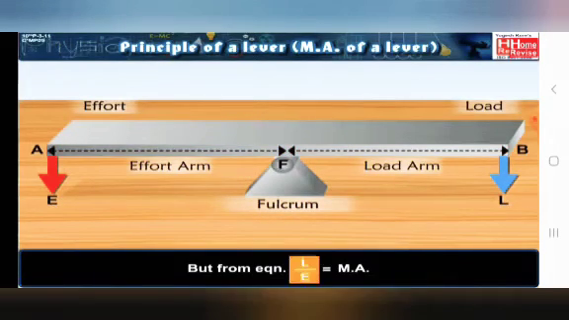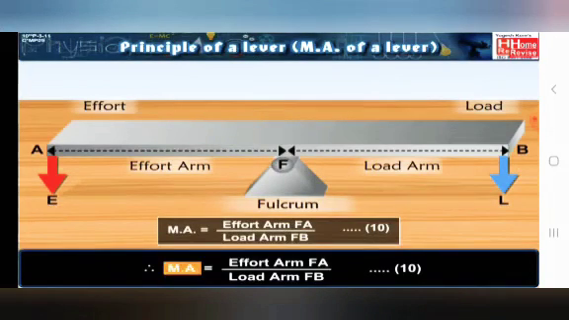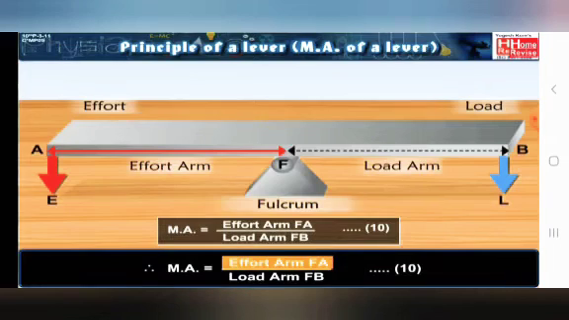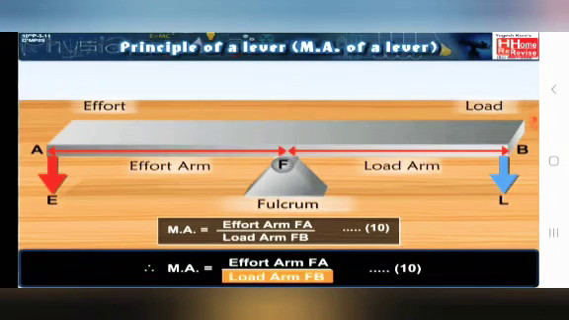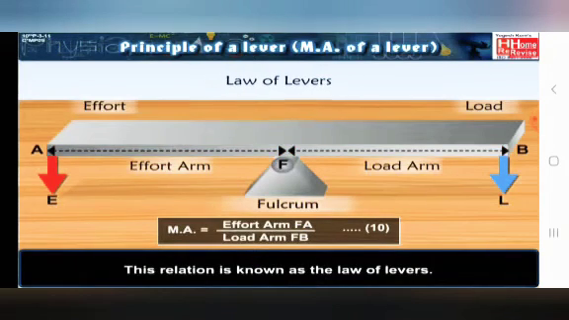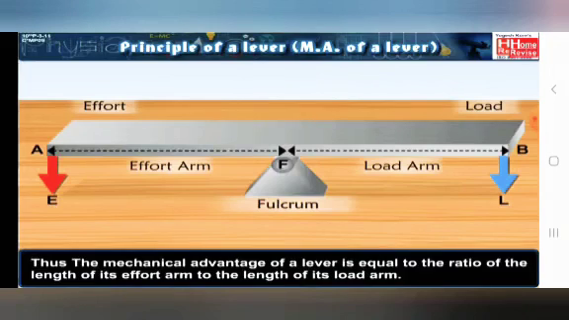But from the earlier equation, L upon E is equal to MA. Therefore, MA is equal to effort arm FA upon load arm FB. Let this be equation 10. This relation is known as the law of levers. Thus, the mechanical advantage of a lever is equal to the ratio of the length of its effort arm to the length of its load arm.